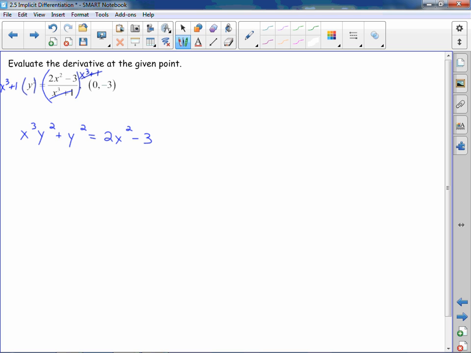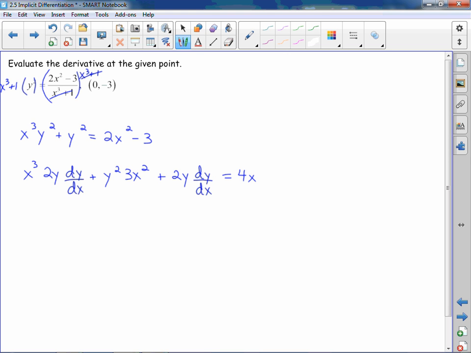So the first one, this x cubed y squared, is a product rule. We write down the first, x cubed, times the derivative of y squared, which is 2y dy/dx, plus the derivative of the first, x cubed, which is 3x squared, times y squared. Plus the derivative of y squared, which is 2y dy/dx. And then that's going to equal, taking the derivative of 2x squared is normal, so that becomes 4x, and the constant is going to be 0.